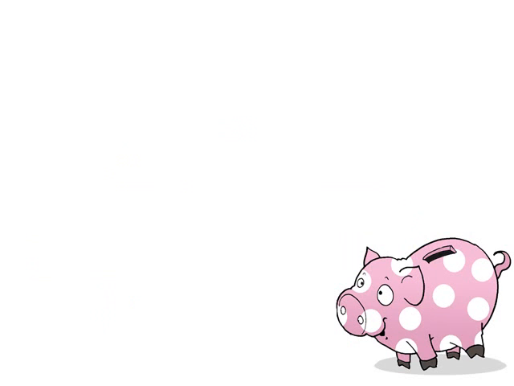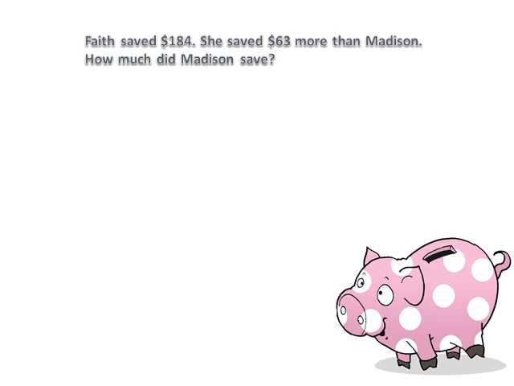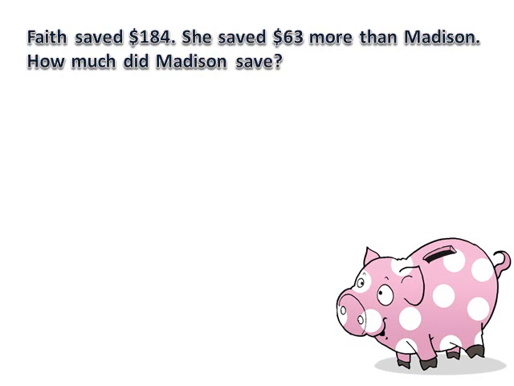Okay, so this is our last example for today. And I'd like you to work on some more problems that you will find in your workbook and also in your textbook. The pages you can find in the assignment homework hideout. Okay, all right, so let's get this problem. Faith saved $184. She saved $63 more than Madison. How much did Madison save?